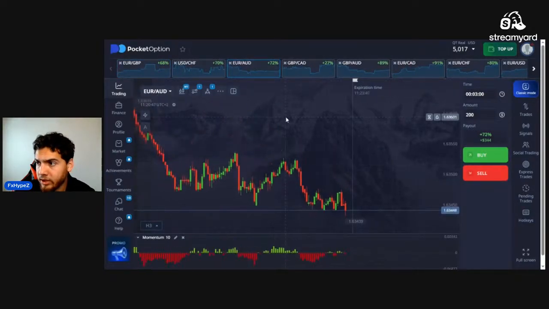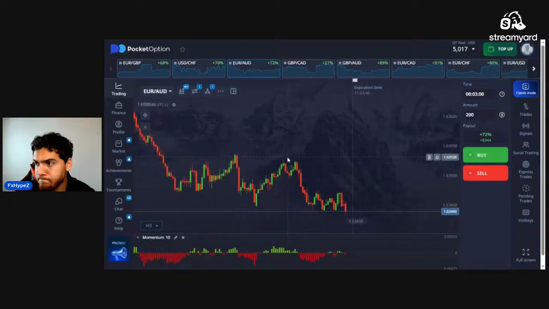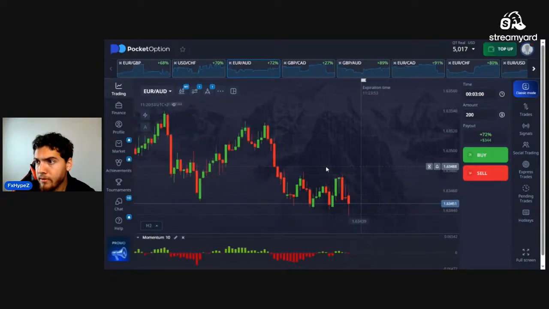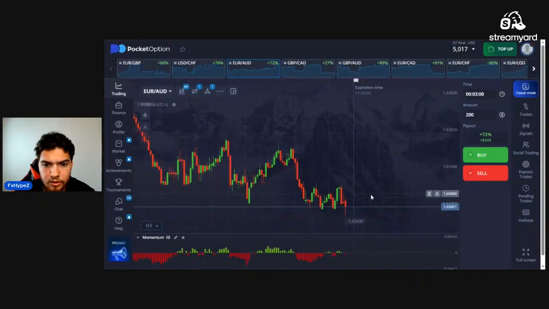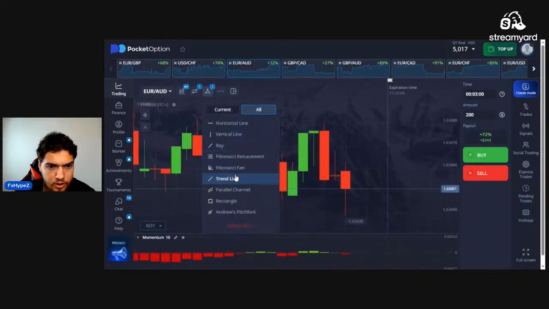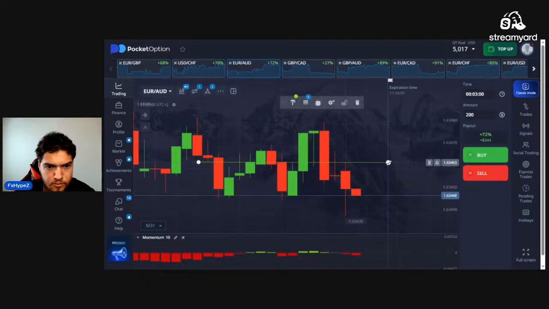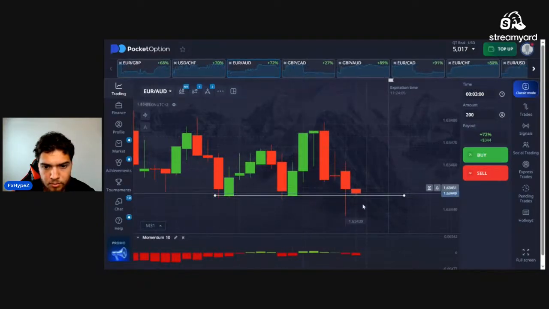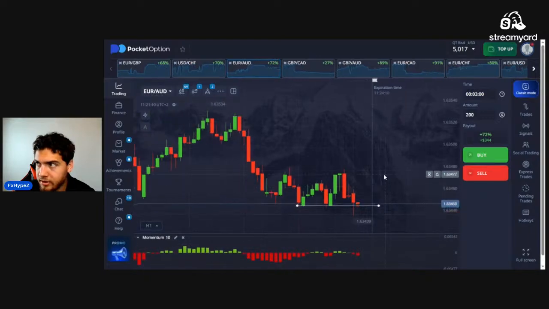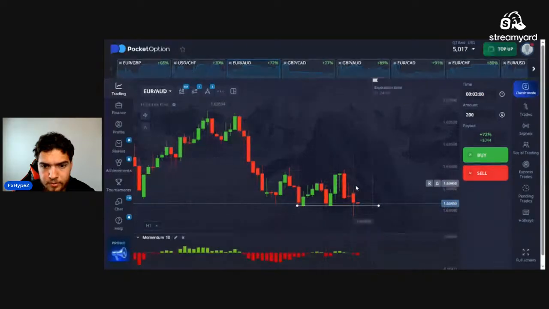Let's see what other setups we can find. Okay, Euro AUD is in a downtrend. We do have some support here, so let's go ahead and mark up. Just like that. Beautiful support zone. Momentum is red, showing us that price is coming to the downside. We are in a downtrend.